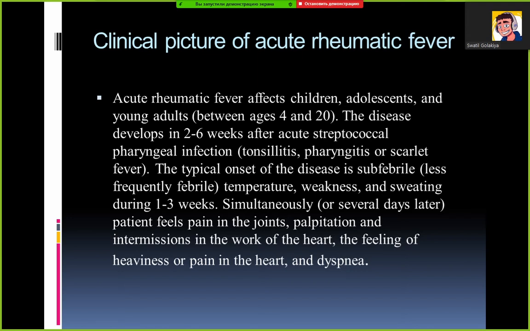The typical onset of the disease is subfebrile, less frequently febrile temperature, weakness, sweating during 1 to 3 weeks. Simultaneously or several days later, the patient feels pain in the joints, palpitation and intermissions in the work of the heart, the feeling of heaviness or pain in the heart, and dyspnoea.